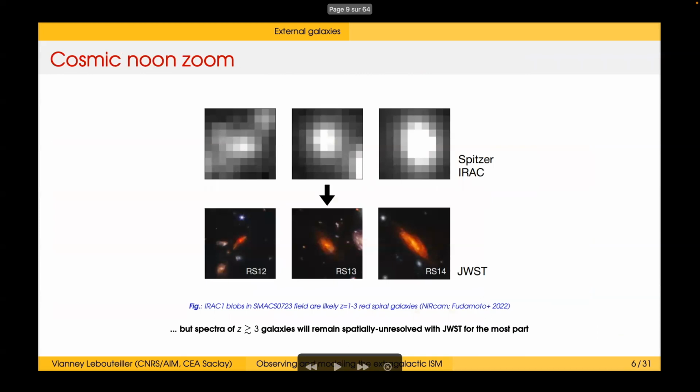And this is also illustrated here, where some IRAC blobs become what seem to be red spiral galaxies around cosmic noon, between redshift 1 and 3. So even though you gain some information on the spatial structure of such galaxies, one thing to keep in mind is that JWST, for the most part, will not be able to resolve spatially and spectrally galaxies with a redshift more than 3 or so, especially for the spectra.